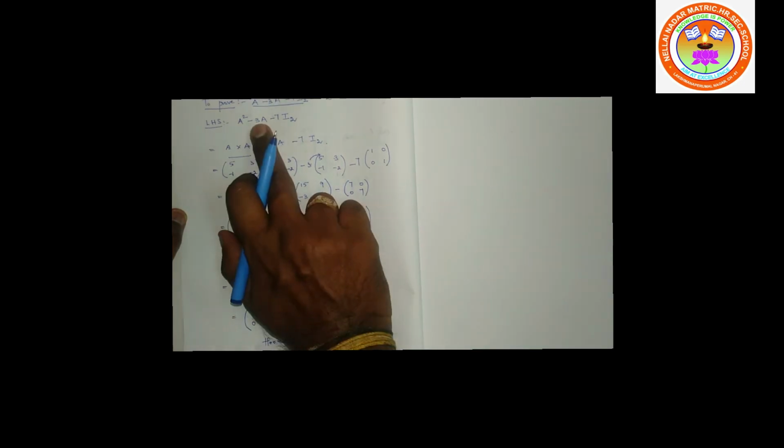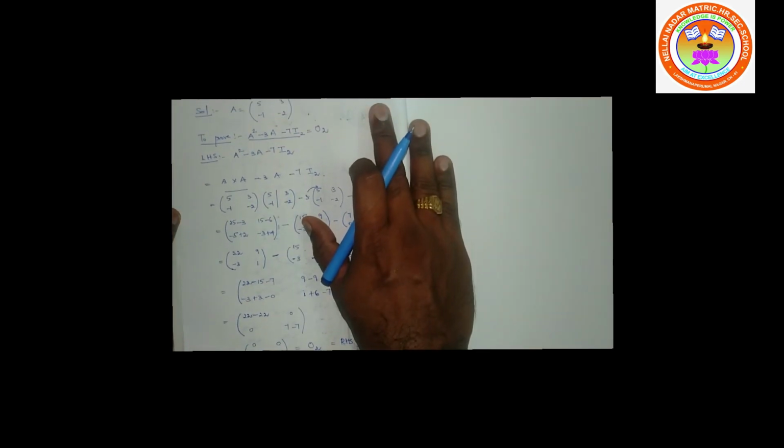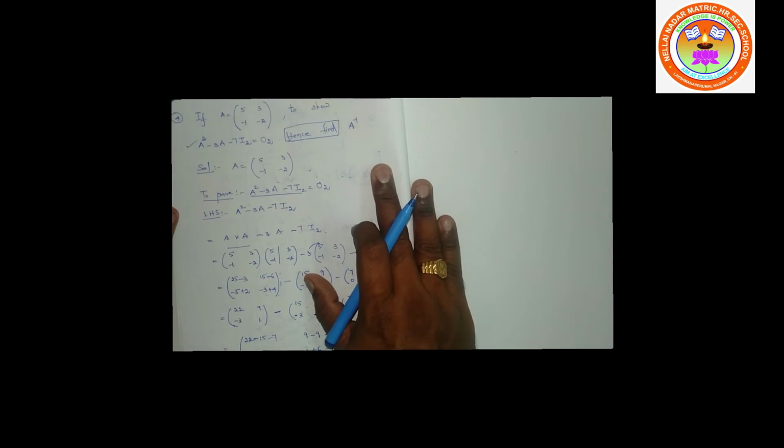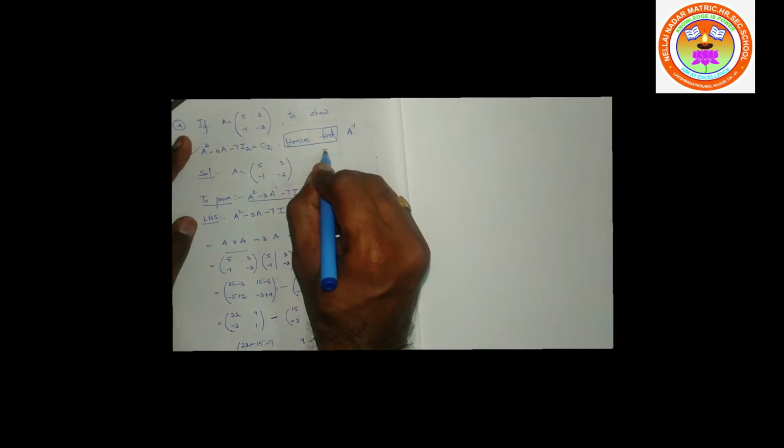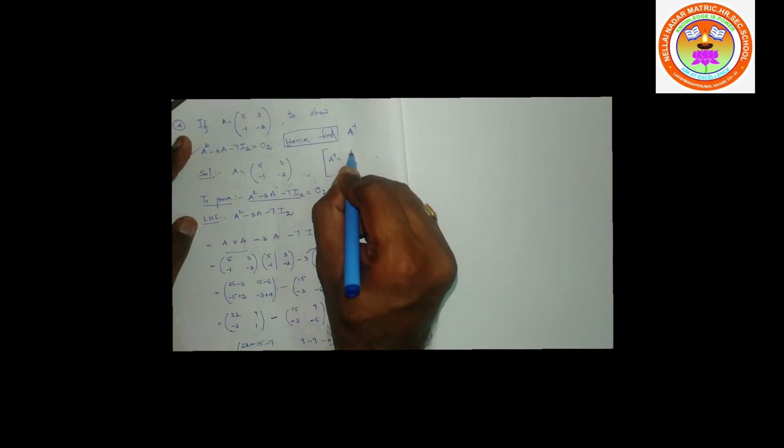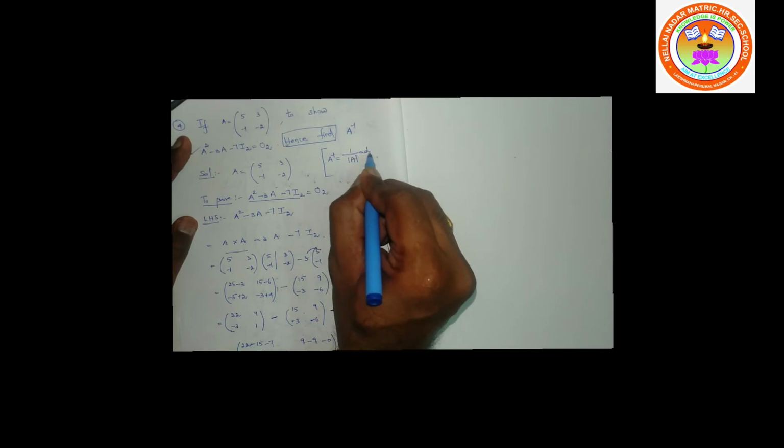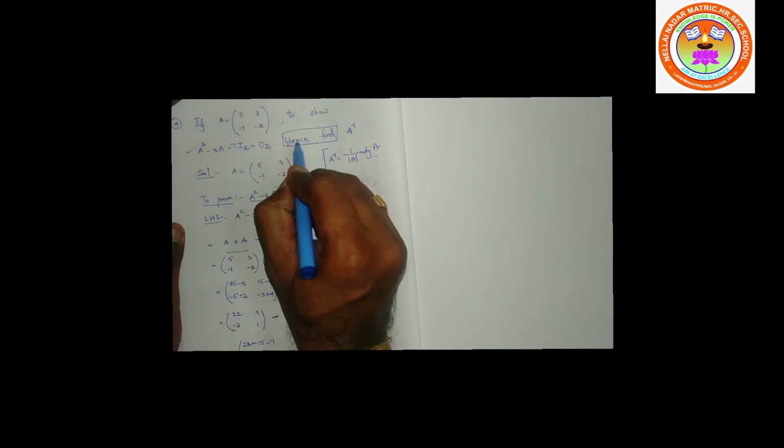Hence proved. So in this sum we need to prove A square minus 3A minus 7I2 is nothing but O2. We have proved that. Now I need to find, and hence find, A inverse. In the previous class we have studied how to find A inverse. We know the formula: A inverse is equal to 1 by determinant of A times adjoint of A. Using this formula we can find A inverse, but "hence find A inverse" means you need to use this result.